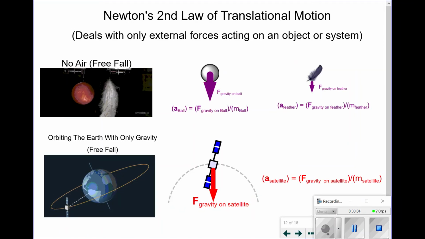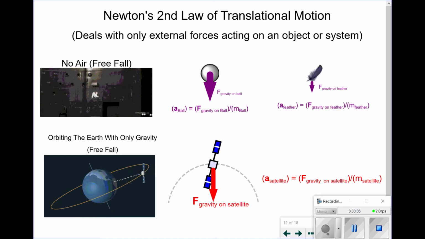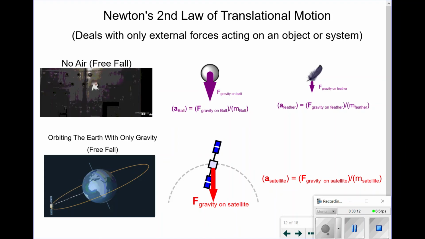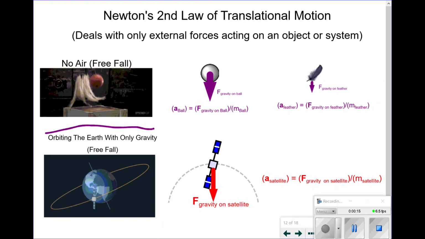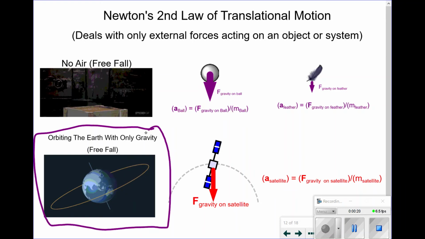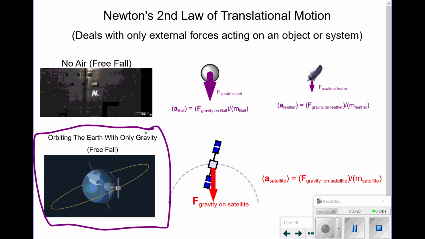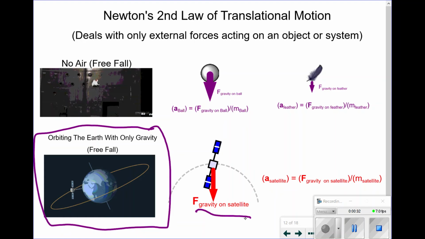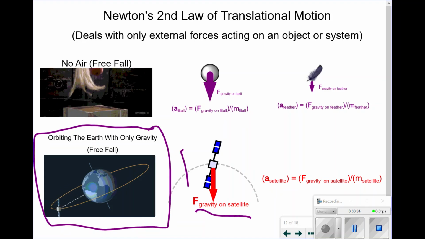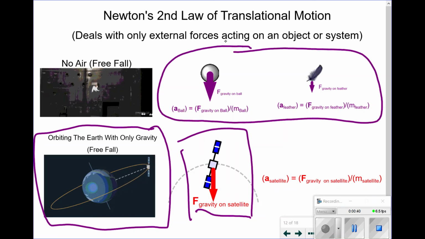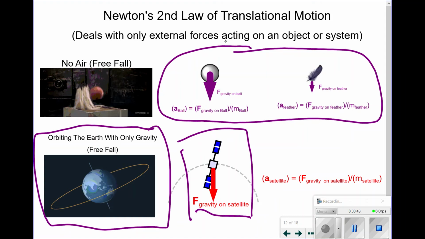Newton's second law of translational motion also deals with objects that move in a circle, not just objects that move in a straight line or projectiles. For example, if we have a satellite orbiting the Earth, we know that the net overall force acting on that satellite, really the only force acting between the Earth and satellite, would be the force of gravity from the Earth acting on the satellite. If we take a look at the free body diagram of the satellite and compare it to that of the falling ball and feather in a vacuum, we see that the free body diagrams are the same.